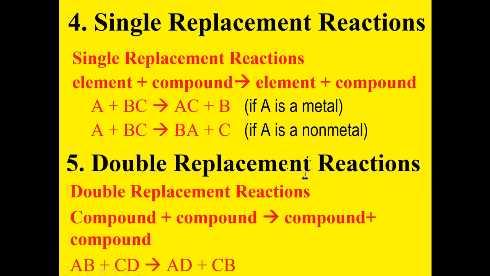So again, if you have plus signs on both sides of your arrow, then you have to look to see, do I have on both sides one capital letter plus two or more capital letters on both sides of my arrow? Then I know it's single. If you have two or more capital letters on both sides of your arrow, with plus signs, then it is double replacement.